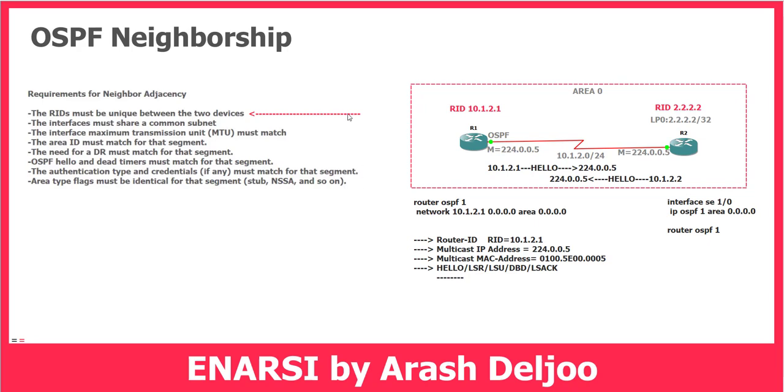Let me talk about the second condition. The second requirement is that the interfaces must share a common subnet, exactly the same requirement that we had in EIGRP. You know that when we are working between two routers about the OSPF neighborship, we need to configure these two interfaces with a common subnet for the unicast IP address.